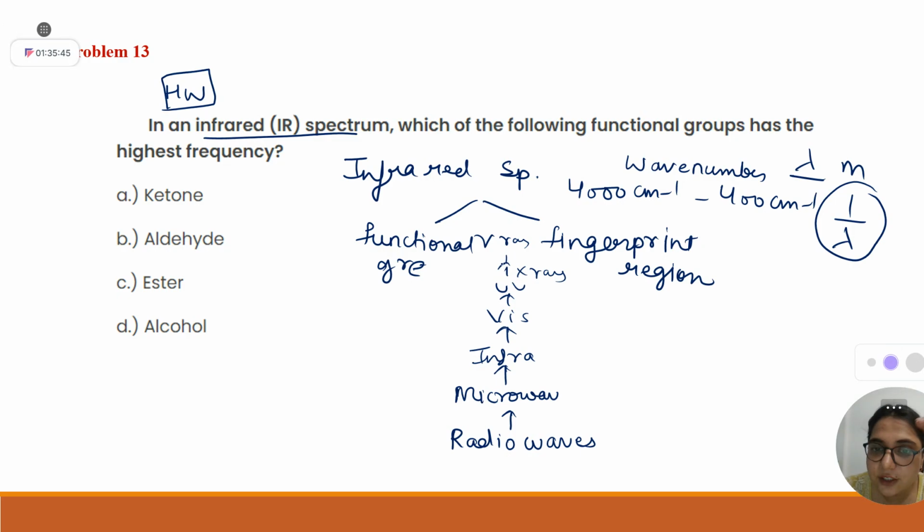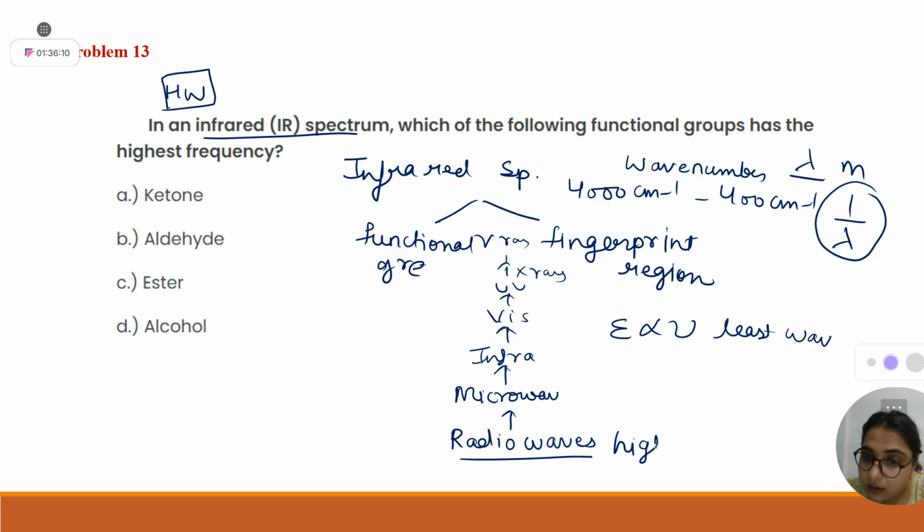Okay, let's say you don't know anything about the range, but you know one thing, that gamma rays will have maximum energy. Maximum energy means maximum frequency, which means least wavelength. And on the other side, radio waves have the highest wavelength but least energy.